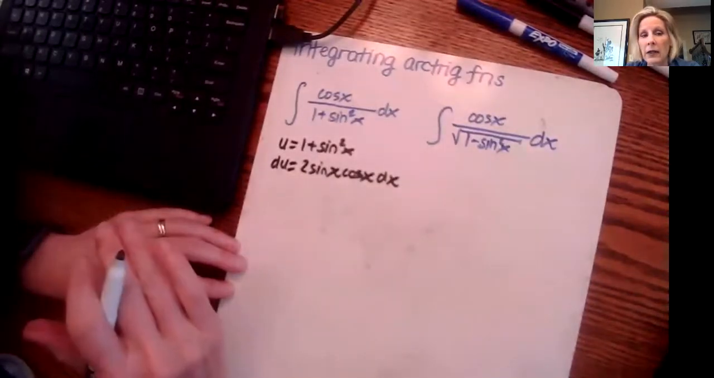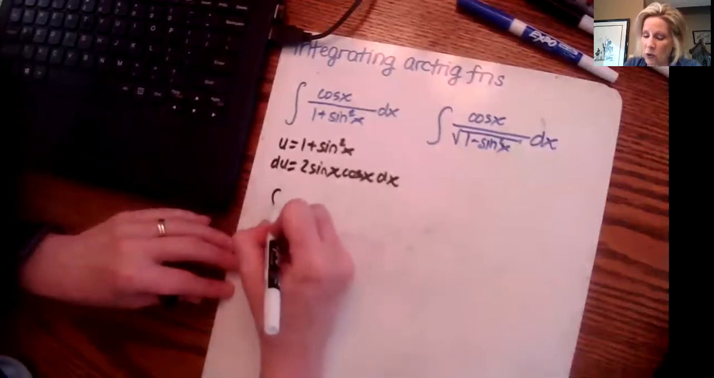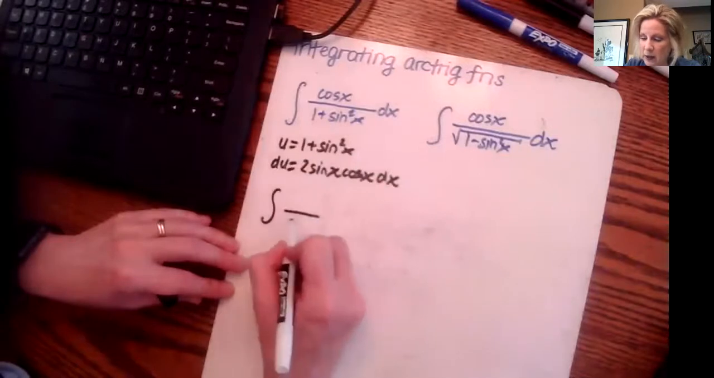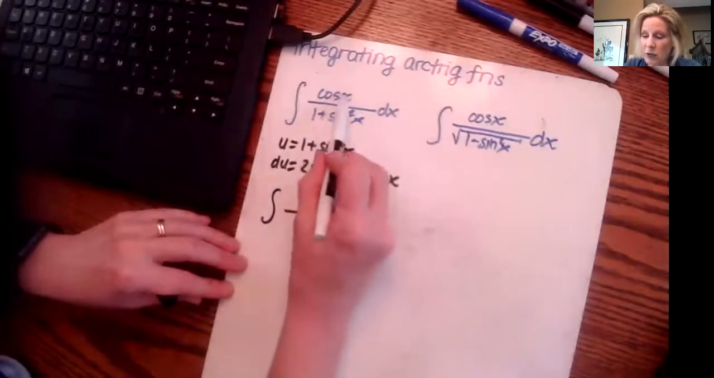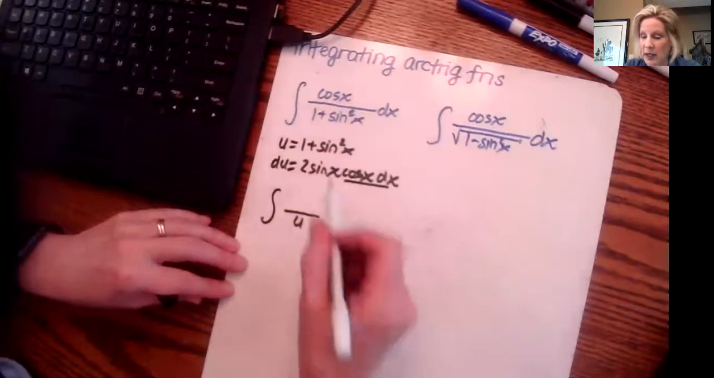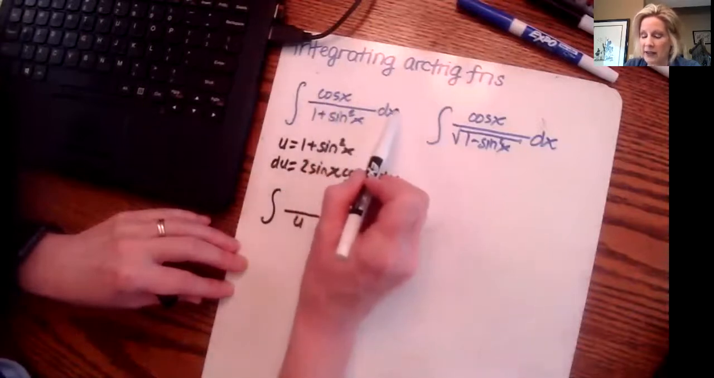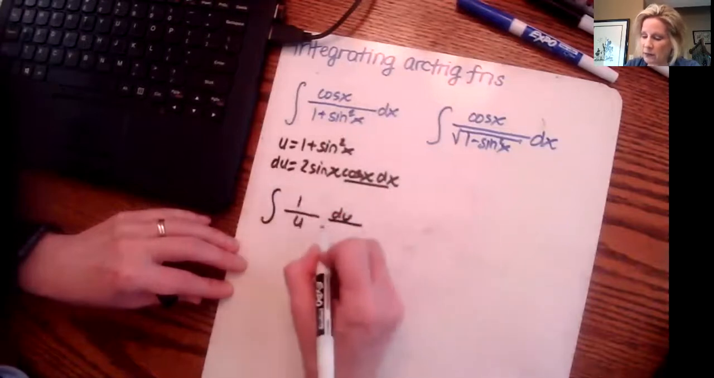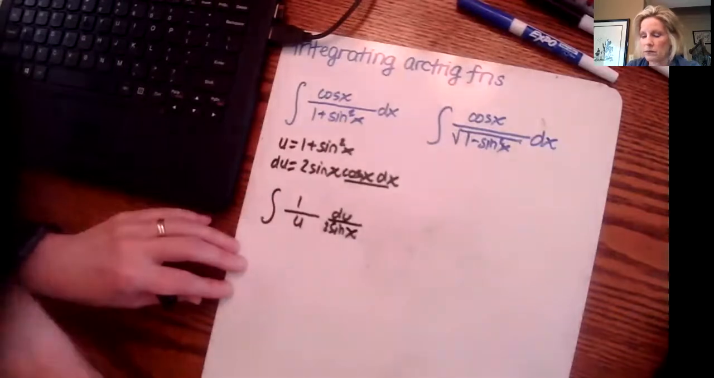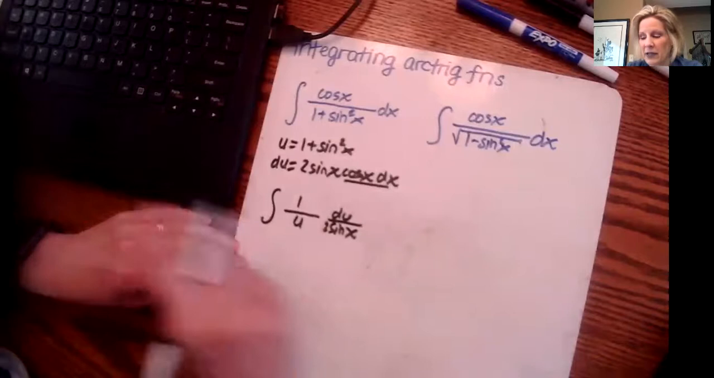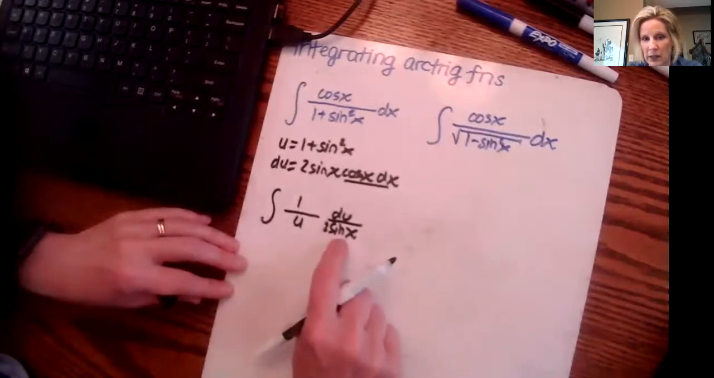And that immediately ought to give you pause, because you ought to be able to tell, I can make the 1 plus sine squared x u. The cosine x dx, I know how to replace. If I try to replace the cosine x dx, I get du over 2 sine x. And if I do that, again, it seems like I've got the issue because it's not immediately obvious what to do with the 2 sine x.